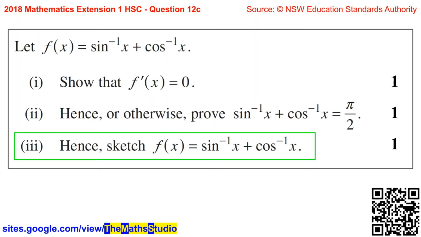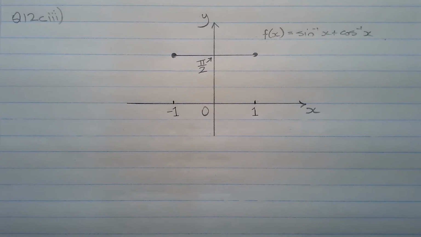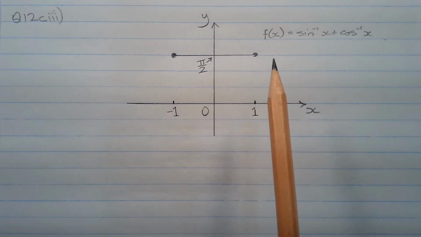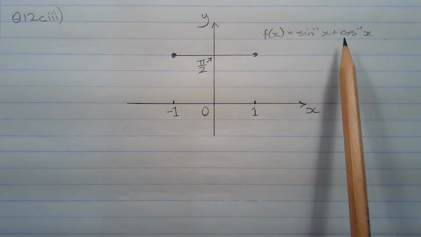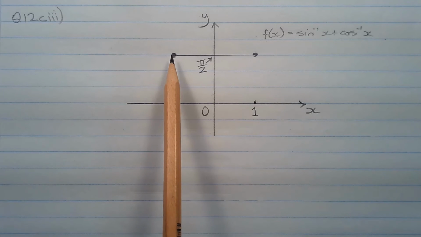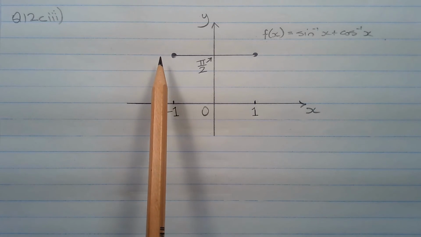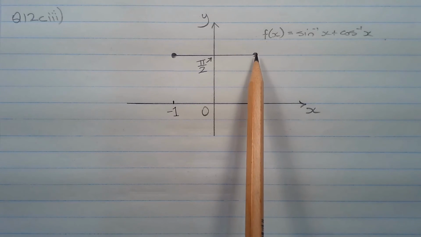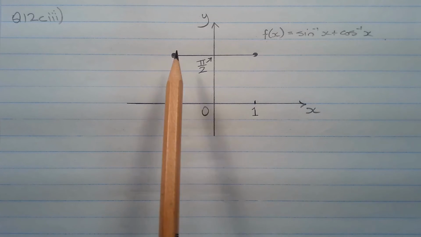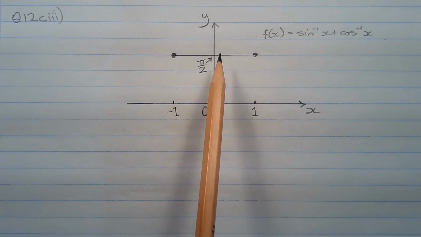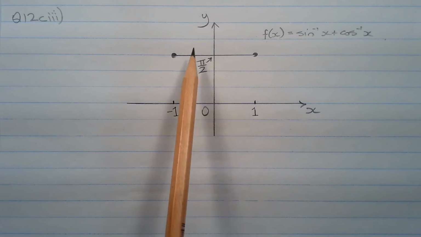Part 3. Sketch f of x equals inverse sine x plus inverse cos x. The following is the graph of y equals f of x, where f of x equals inverse sine x plus inverse cos x. Notice that it's a horizontal line from x equals negative 1 to x equals 1 inclusive, which is why we have the closed circles here and here. Also note that the y-intercept is pi over 2.